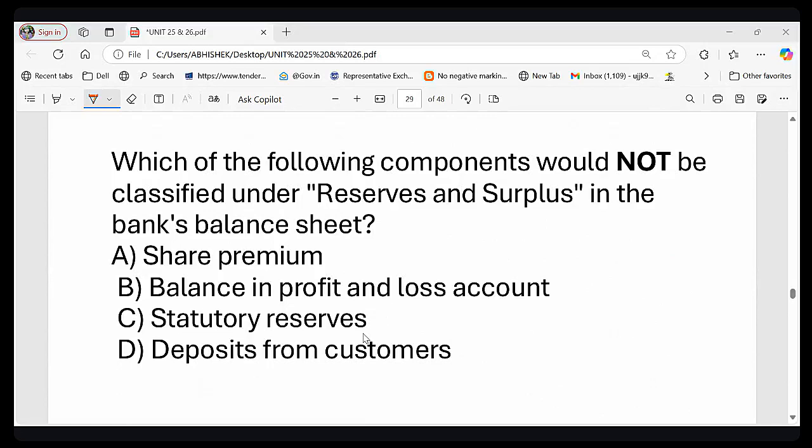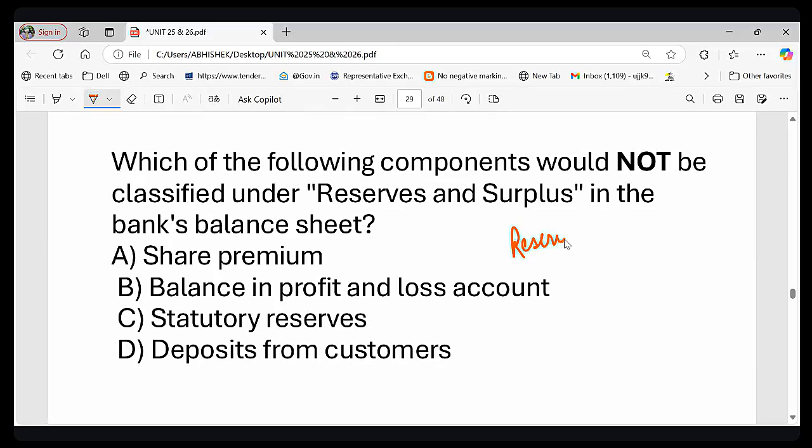If you know the balance sheet clearly, you can easily answer this question. So which of the following would not be part of reserves and surplus in the bank balance sheet? Before we reveal the correct answer, let us break it down into simple terms. So in the bank balance sheet, what are you answering? Let me check. So D and B, two answers I have got. Okay, fine. In a bank balance sheet you will come across two main sections.